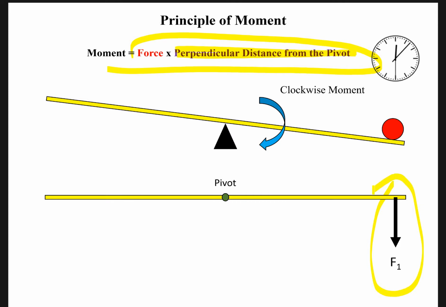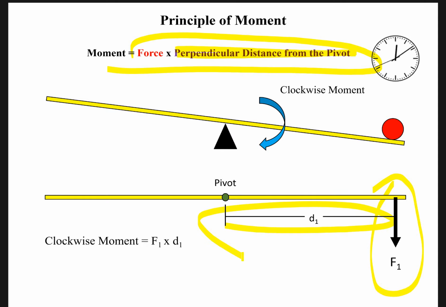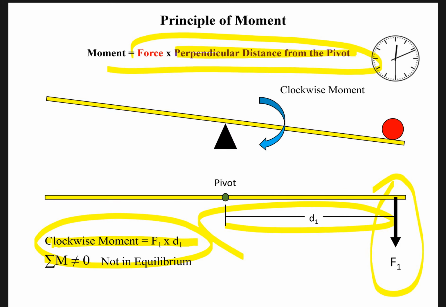F1 is being applied at this side, the right side, and D1 is the moment arm in this case. The clockwise moment would be calculated from this relation, F1 into D1. And since there is no force on the left side here, that's why the system is not achieving equilibrium, because there is not a balance.